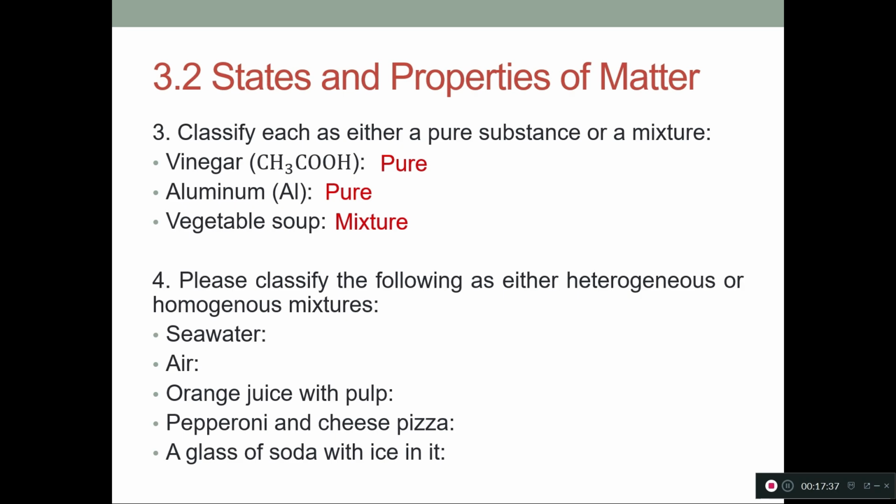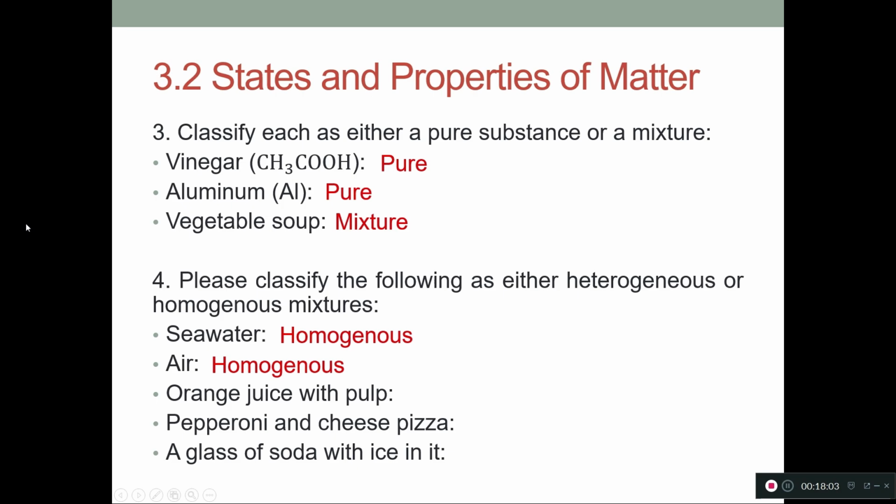Then for the last one here, we want to classify these as either heterogeneous or homogeneous. So seawater would be homogeneous if we just think about the salt in the water. Obviously, if we start adding a lot of the other things, the microorganisms and stuff like that, then it would probably be heterogeneous. But if we're just thinking about it as the salt in the water, it's homogeneous. Air, as we already talked about before, is homogeneous.